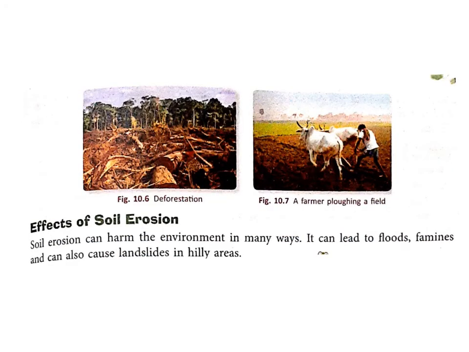Children, observe carefully the picture of deforestation and correlate it with soil erosion. Do the same with this picture of a farmer ploughing a field.